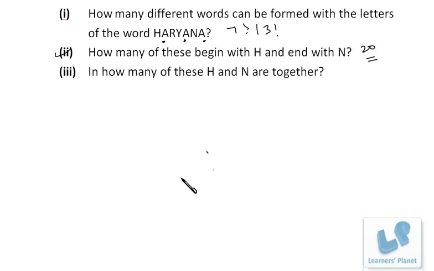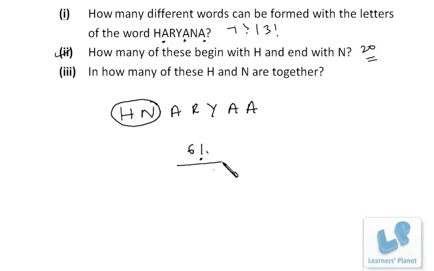Now let's take the third one. Now in this case, in how many of these are H and N together, right? I just write H and N together, and the remaining are A, R, Y, A, and A, right? I just treat them as one single letter. Now this is 1, 2, 3, 4, 5, 6. 6 letters to be arranged in 6 factorial ways. The second thing is we have to divide by the repetition, that is 3 factorial.